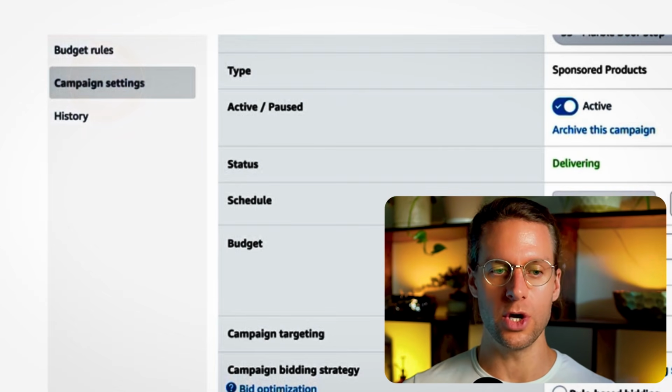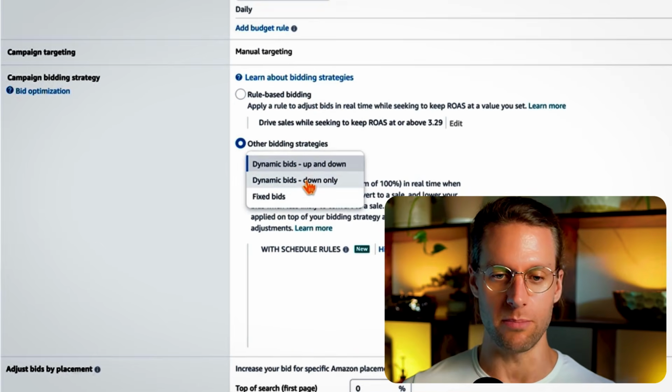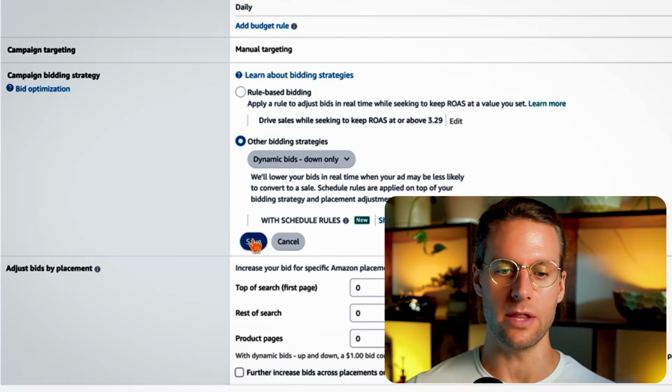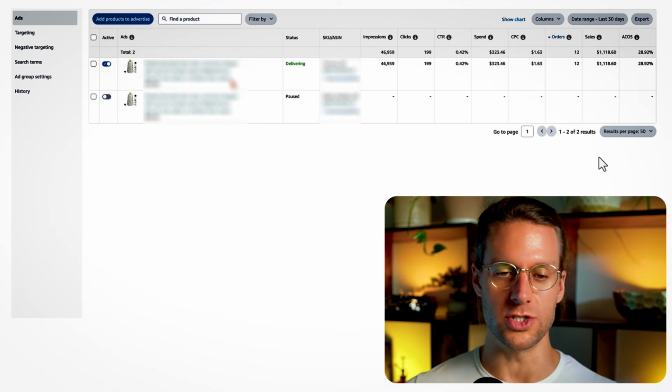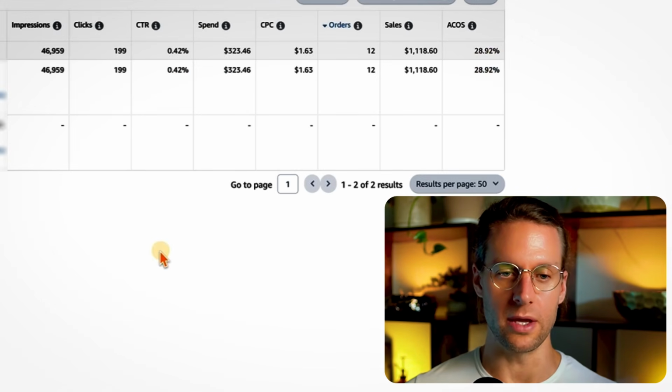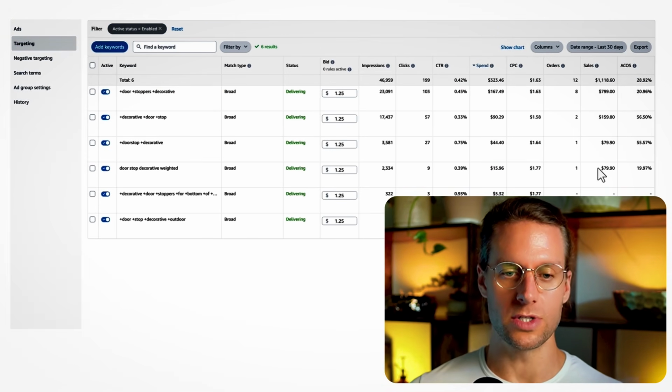Now, we're going to go to the campaign settings. And because we had this set up and down because we were having trouble getting impressions, we're gonna switch it to down only now that we're starting to get some impressions. And down only should generally be your default bidding strategy. Now over here in ads, we can see we just have the best performing variation as the only one turned on, which is good. Now let's go over to the targeting tab.